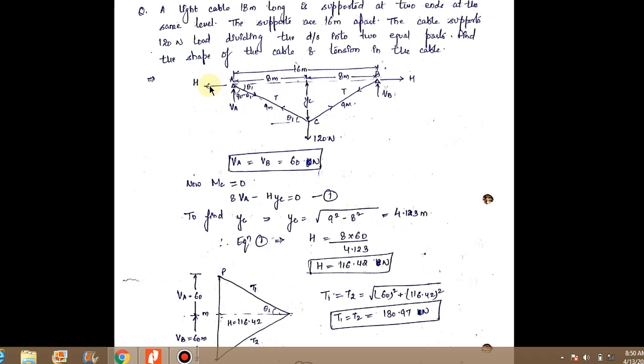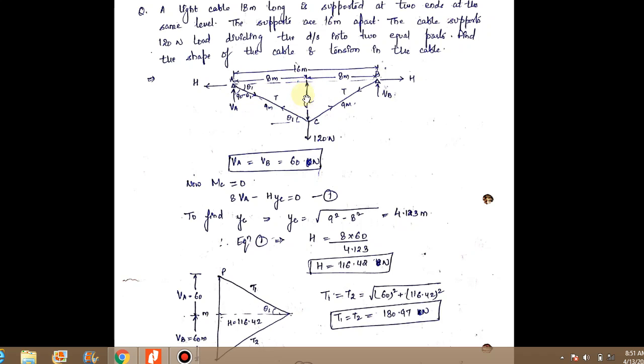Now the next force is H. H is acting in the outward direction, so H will take C in the anti-clockwise direction. For anti-clockwise, we will take minus. So minus of H into the perpendicular distance of H from C, which is YC. So minus H into YC, this equal to 0. Now we have to find the value of YC. See, now in this triangle, you can apply the Pythagoras theorem.